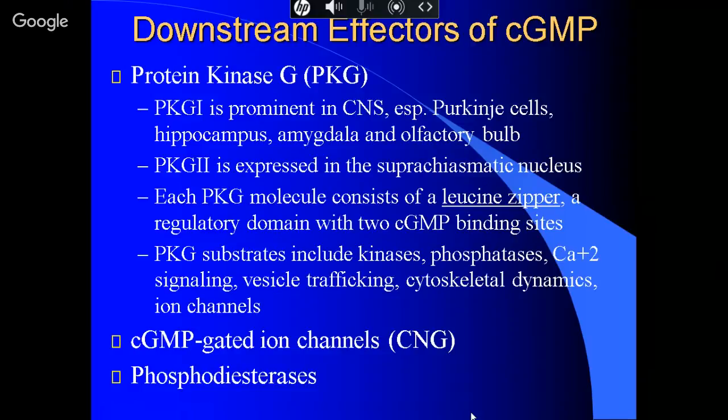The downstream is primarily through protein kinase G and a cyclic GMP-gated ion channel. So very similar to adenylate cyclase, which would have been protein kinase A and the cyclic AMP-gated ion channel. Both of them feed back on phosphodiesterases. And the protein kinase G has just as diverse a group of proteins that it phosphorylates and therefore regulates, up-regulates, down-regulates, in between, including all these things, which we'll be looking at: phosphatases and calcium signaling.